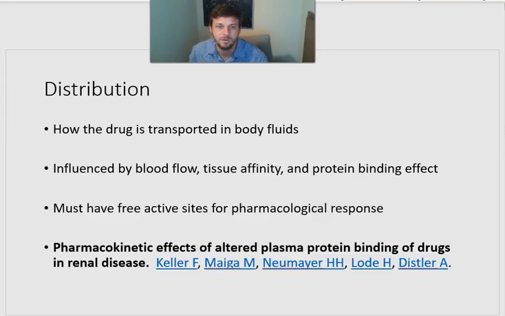And there's a lot of cool information in this paper right here, the pharmacokinetic effects of altered plasma protein binding of drugs in renal disease. So if you want to read through that, it's pretty cool. It talks about how trying to figure out which amount of drug is therapeutic, especially for people who have renal disease, it might not be best to look at plasma proteins because renal disease influences plasma proteins. And cool stuff. You also have to have free active sites for the pharmaceutical response. So it has to be able to bind its receptors, whatever that receptor is.